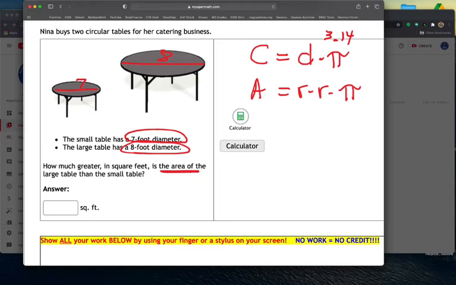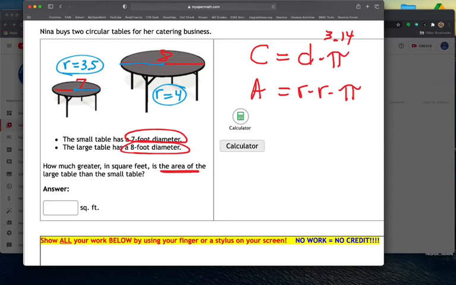But remember, the radius is just the distance from the center of the circle out to the edge. So technically, you can think of it as half of the diameter, because it's from the center out. So the radius is half of 7, or 3.5, and the radius in this one, once again half, from the center out to the edge, is 4.